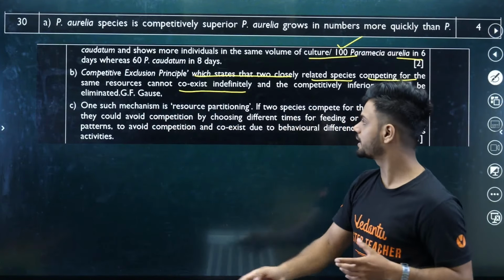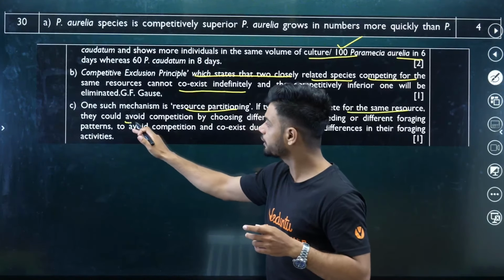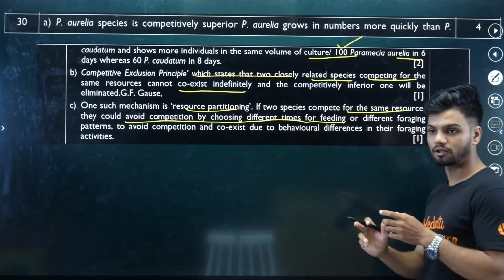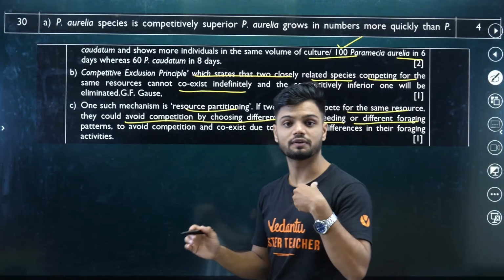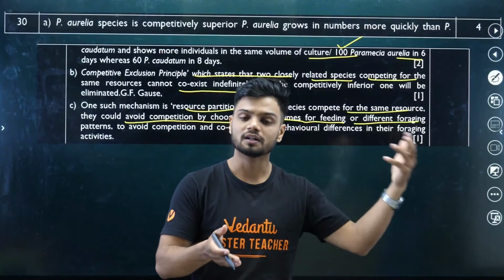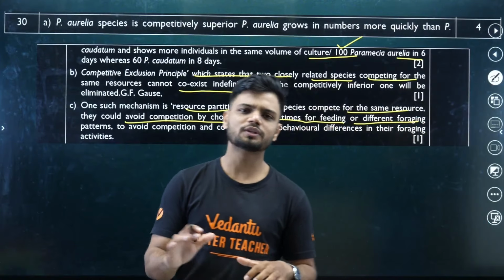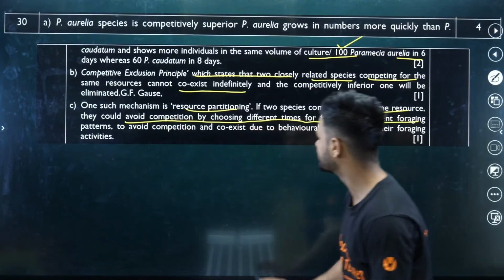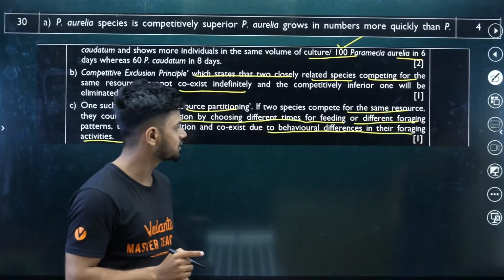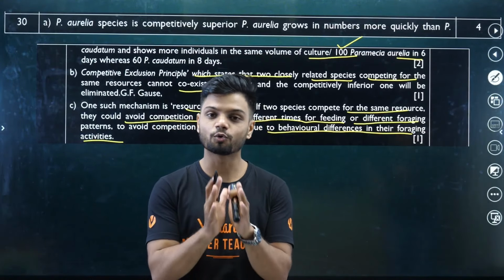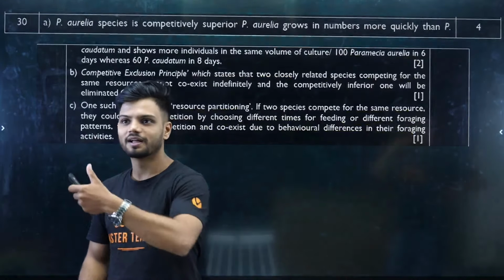One such mechanism for coexisting is resource partitioning. If two species are competing for the same resource, they could avoid competition by choosing different times for feeding. I told you, some will feed at this time, some at some other time. Or a different foraging pattern, that is, different types of leaves they can eat. One can eat this type of leaf, one can eat nuts, one can eat insects. To avoid competition, they are doing everything possible so that everyone is benefited here. Everyone is able to survive and coexist due to the behavioral difference in their foraging activities. That is the answer here. So two species can coexist if they come to a mutual understanding where they separate the resources.